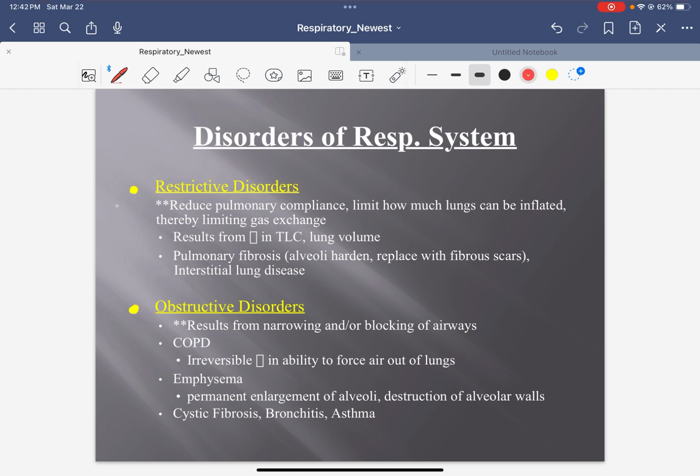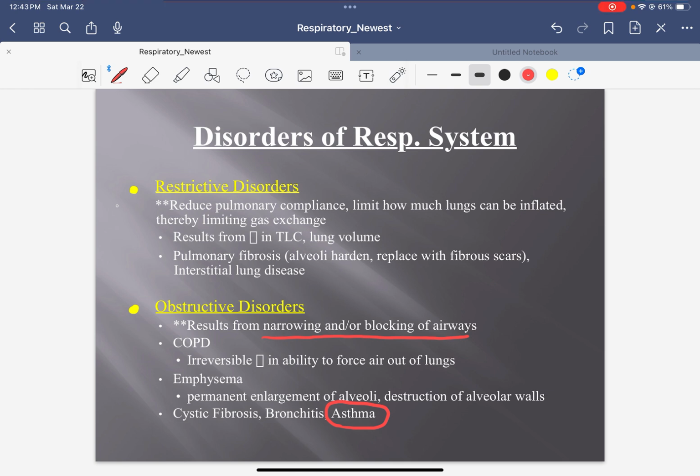You're probably more familiar with an obstructive disorder. An example of an obstructive disorder is asthma. And I want you to know that. In an obstructive disorder, the airway is narrow or blocked. It's in the name, obstructive. In an obstructive disorder, the airway is obstructed.